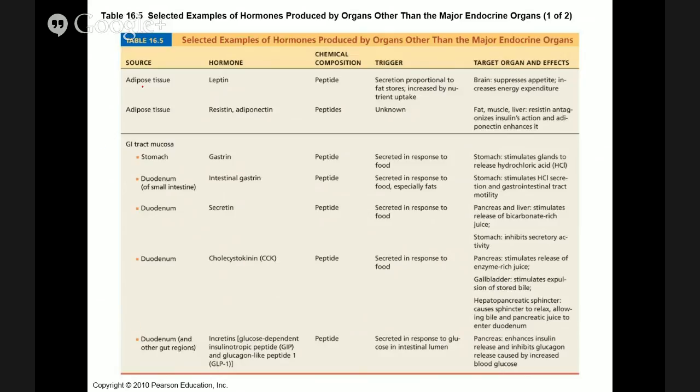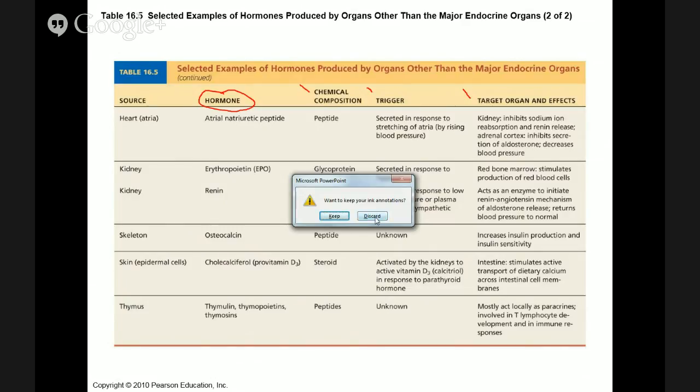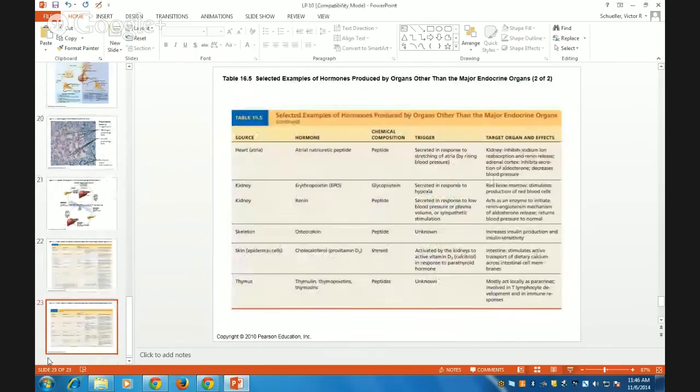And so this table, 16.5, is going to show you what hormones are produced by those organs other than the major endocrine organs, a little bit about their chemical composition, why they're released, and what they do. So if you need that information, I'm just putting it out there. It's readily available for you in your book. It doesn't do any good for me to read through it because you're all capable of reading and read through it as you need to.